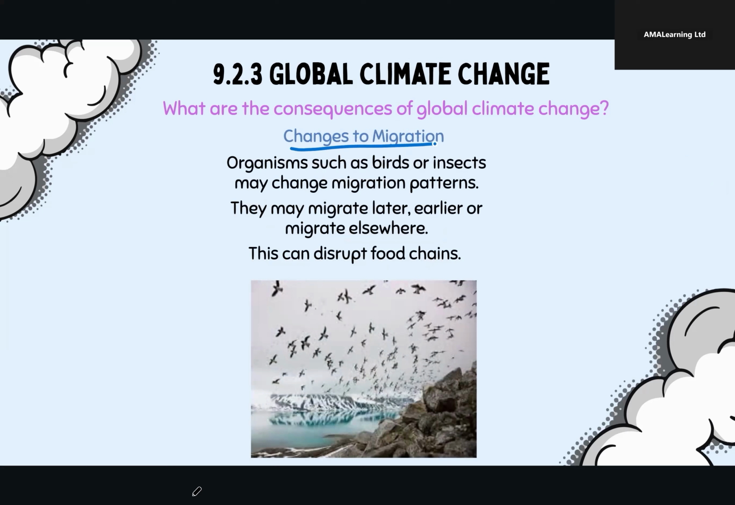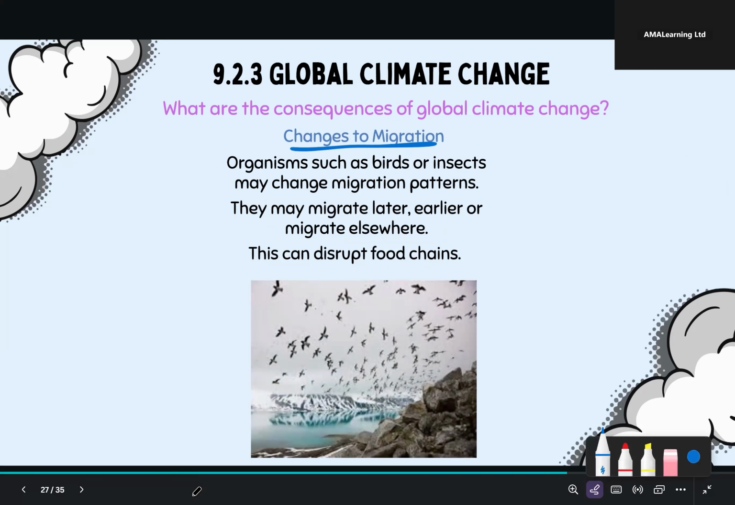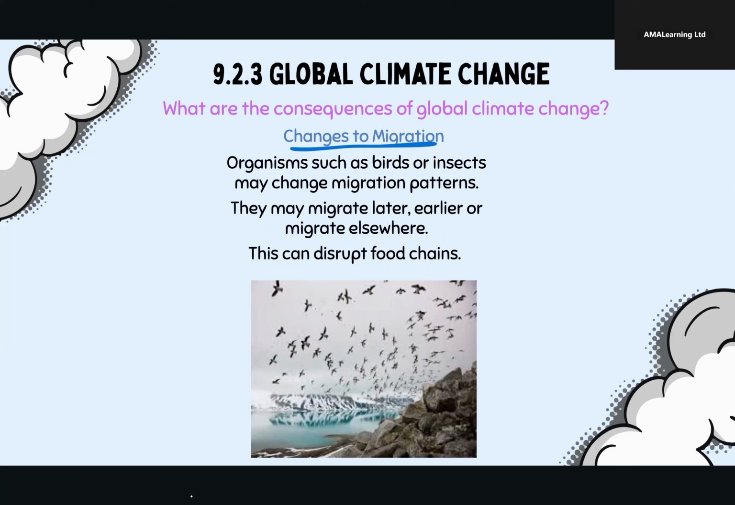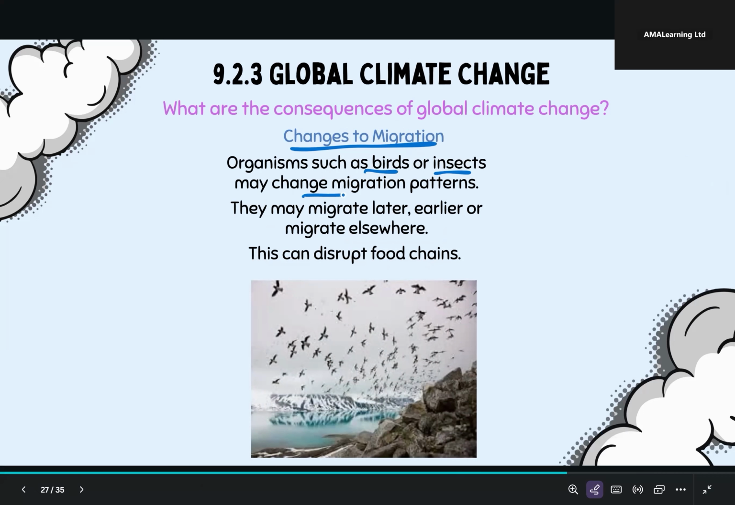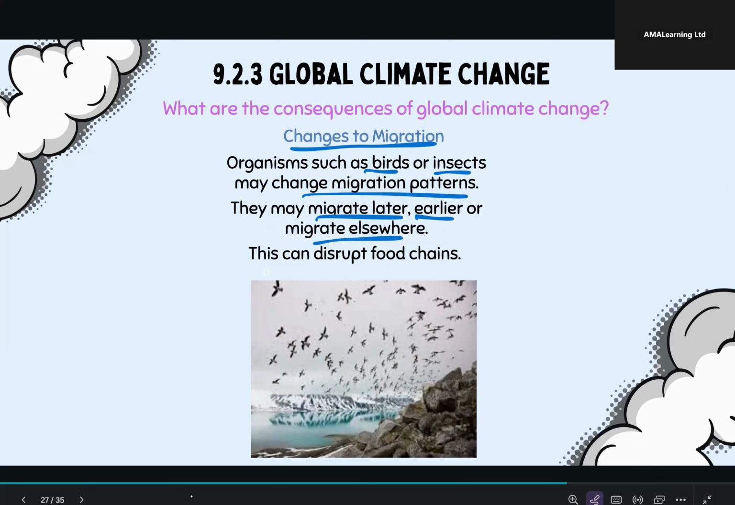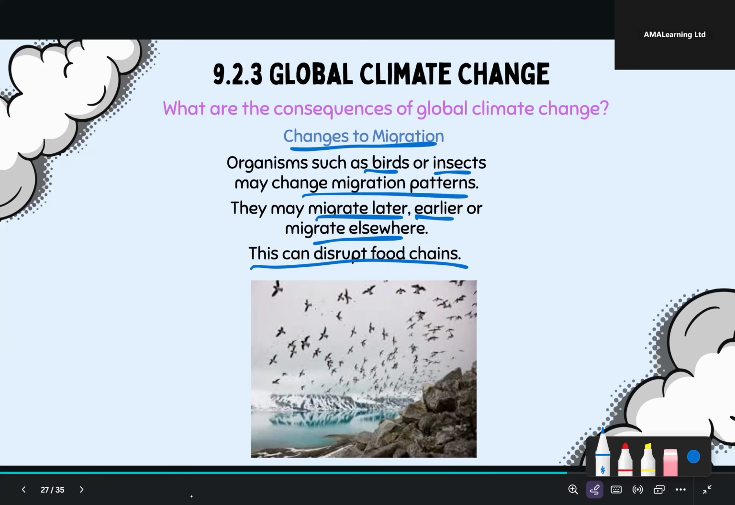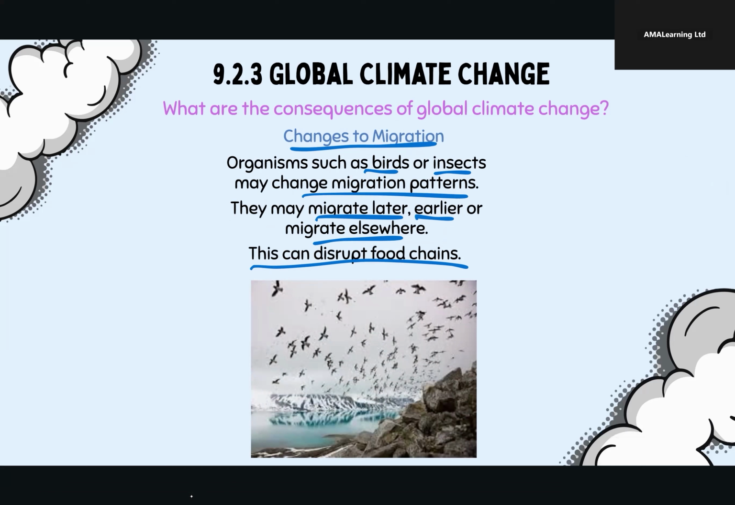It can also lead to changes in migration because birds move to places based on the weather, the temperature, etc. So organisms such as birds or insects may change migration patterns. They may migrate later, earlier, or they might migrate somewhere else. And that can disrupt the food chains. So in the UK, over the last few years, what we've noticed is there's certain birds that haven't been to the UK for many, many years have started to come back to the UK. And there's certain new birds that have started to come to the UK.